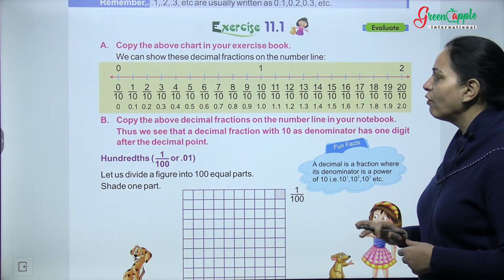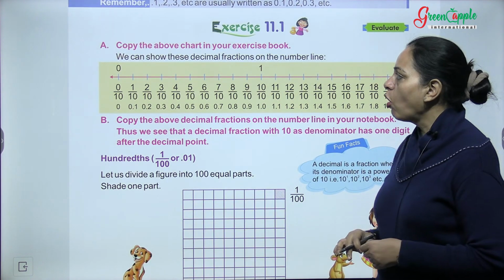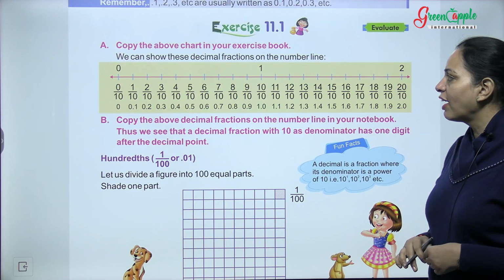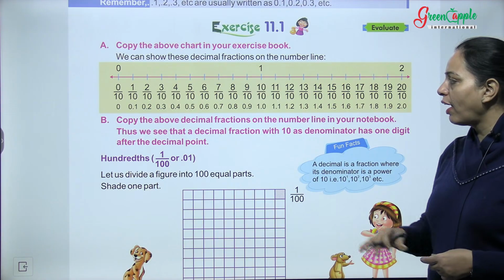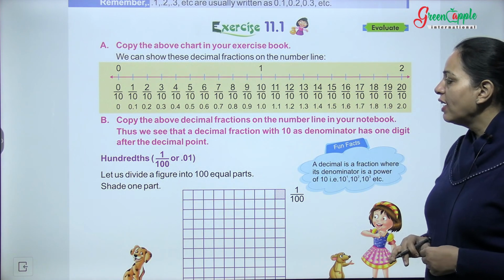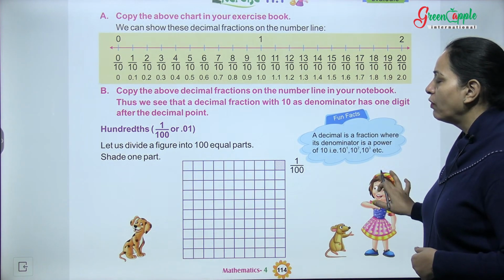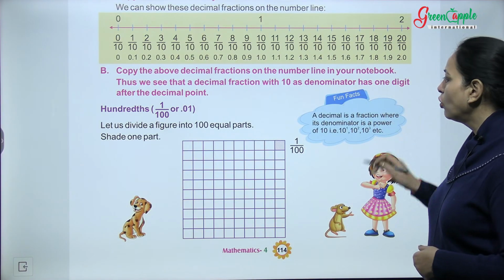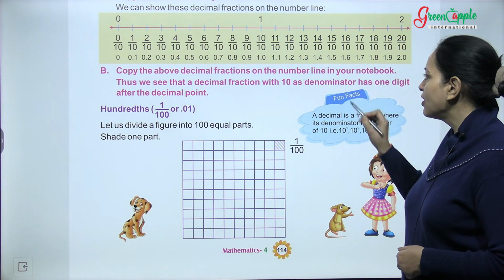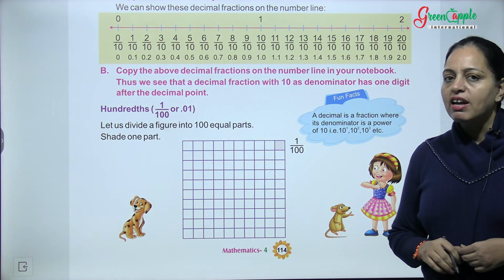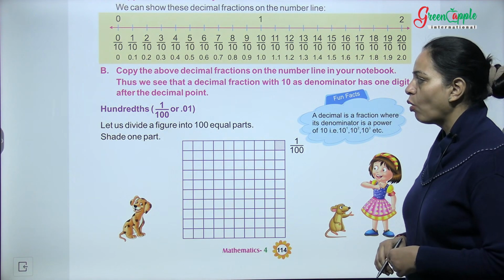Now exercise 11.1, A part: copy the above chart in your exercise book. We can show these decimal fractions on the number line. So we can try this one. B part: copy the above decimal fractions on the number line in your notebook. Thus we see that a decimal fraction with 10 as denominator has one digit after the decimal point.